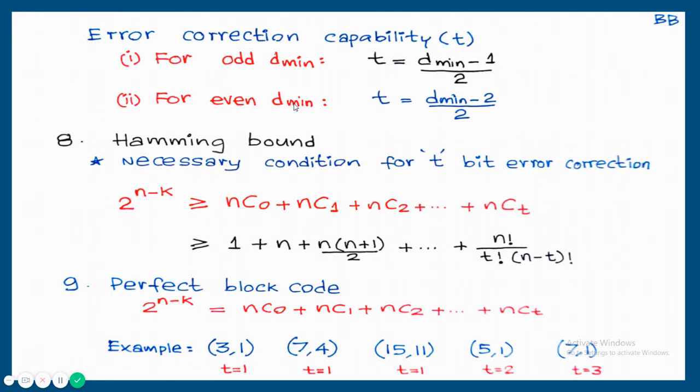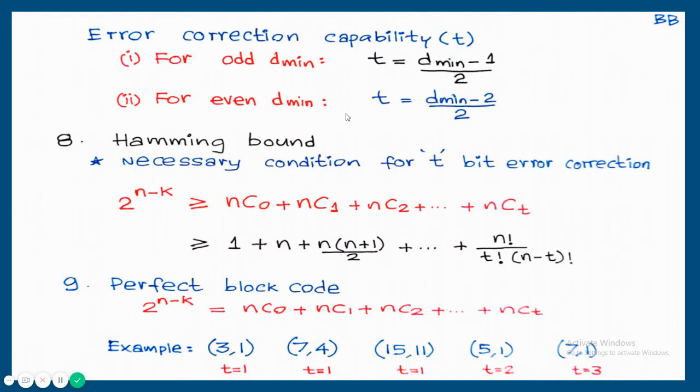For even D minimum, like the 2 examples we got in the previous slide, D minimum is equal to 2, (2 minus 2) by 2, no error correction. D minimum is equal to 4, (4 minus 2) by 2, 1 bit error correction. So whatever D minimum we get for a given code, substitute here, and the correction capability can be calculated.